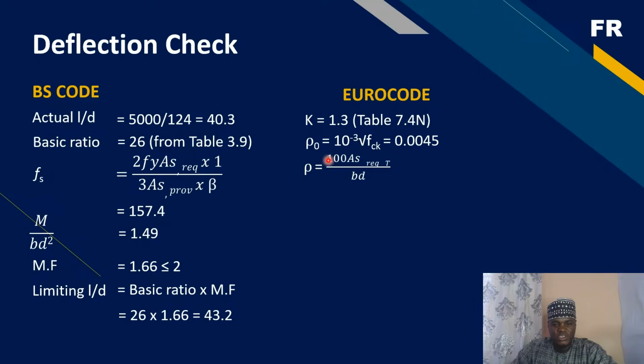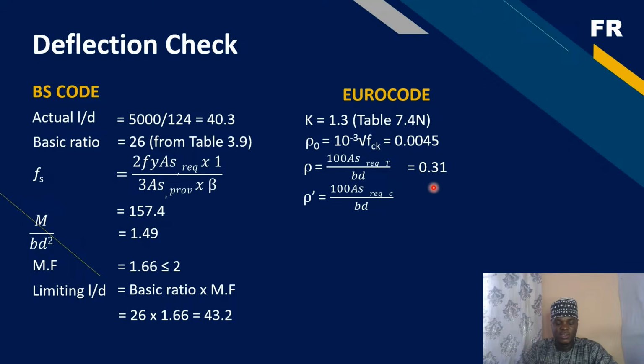The rho is given by 100 As required over bd. So we know our As required. This one is for tension reinforcement. Based on our design, we only require tension reinforcement for the slab. So our rho is 0.31. If you substitute As required of 461.6, this is what you are going to have, 0.31. Then for compression reinforcement, because what we designed was singly reinforced, the compression reinforcement is going to be 0.